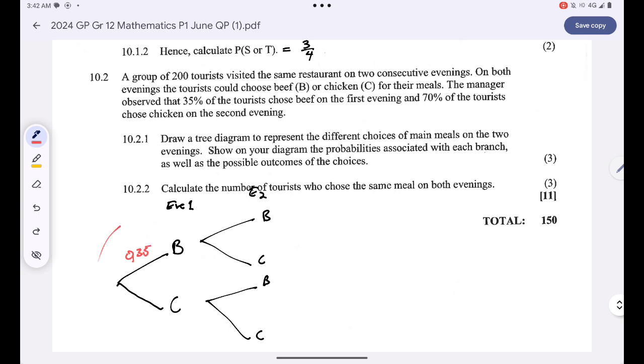Remember, guys, the probabilities of one event should always add up to 1. If 35% chose beef, that means 65% chose chicken, 0.65. And then on the second evening, 70% chose chicken, so 0.7 chose chicken. That means 0.3 chose beef. Now they want us to calculate the number of tourists who chose the same meal on both evenings.